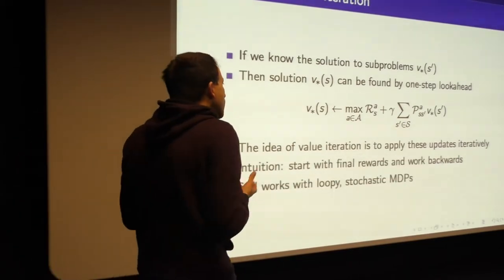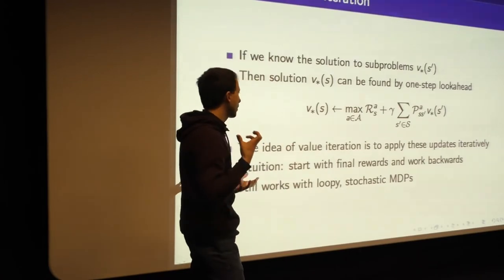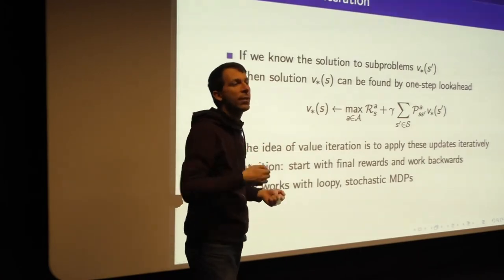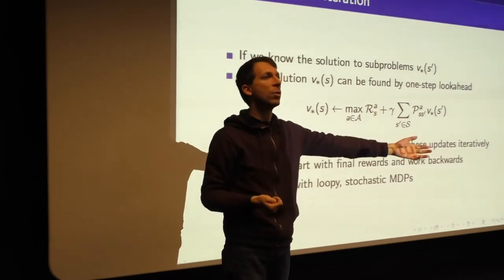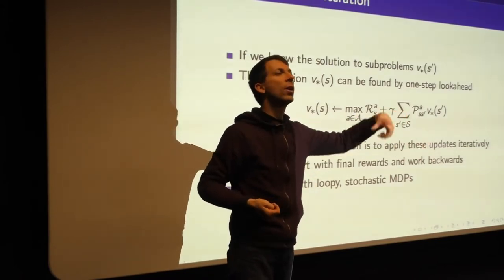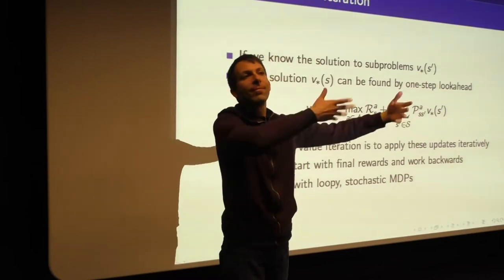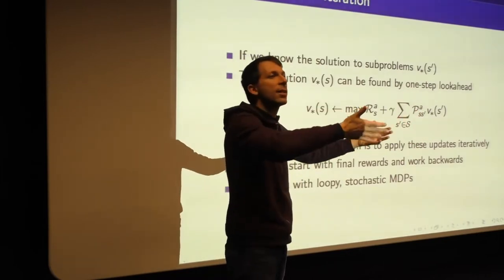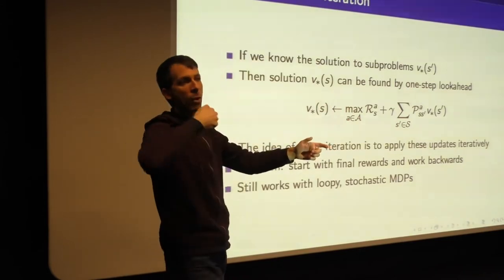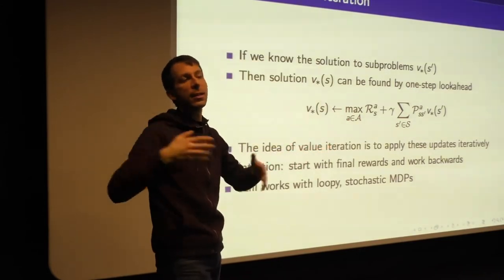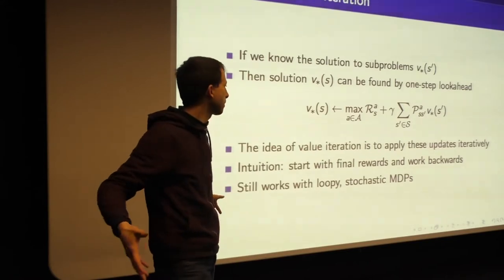So the intuition that helps understand how this works is that you start off at the end of your problem. Imagine someone tells you what the final reward is. Someone tells you, if you're one step away from the goal, then you're only going to get -1 for one step, for example. And then you work backwards, figuring out more and more of the optimal path until you've figured out the optimal path all the way back.